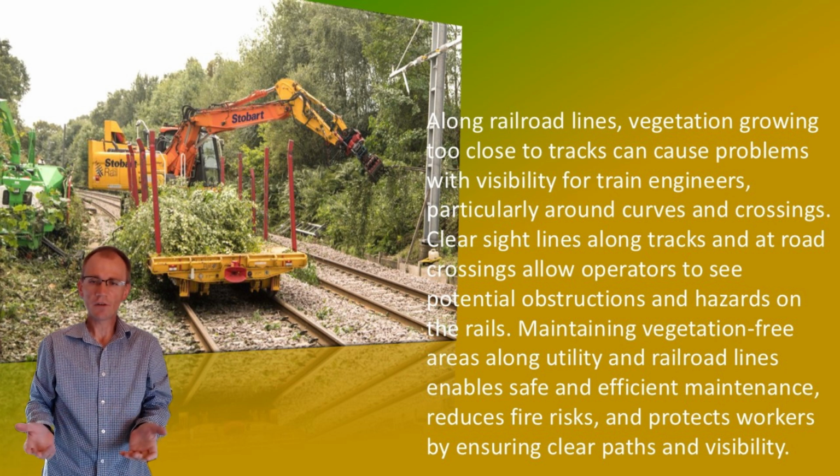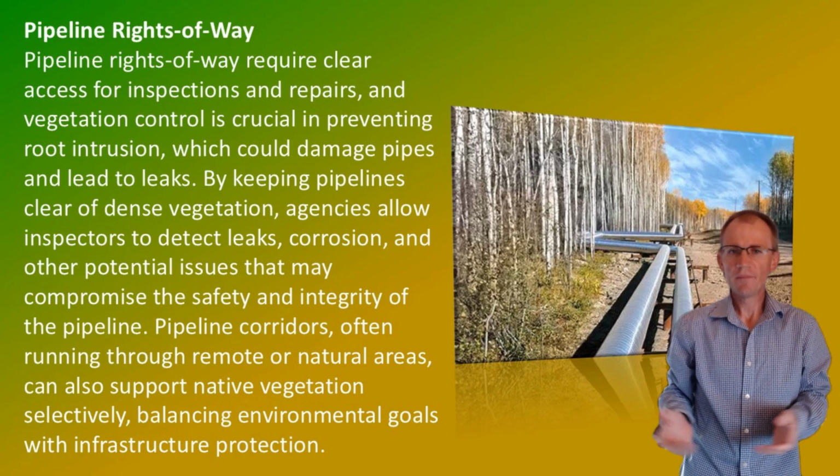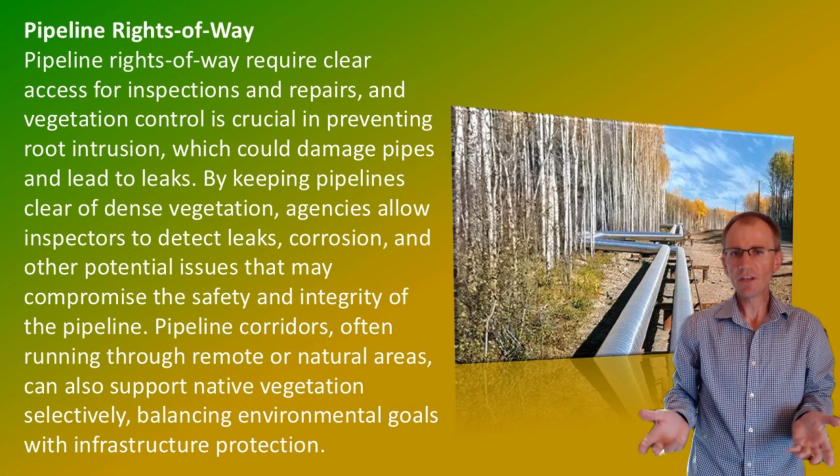Maintaining vegetation-free areas along utility and railroad lines enables safe and efficient maintenance, reduces fire risk, and protects workers by ensuring clear paths and visibility. Pipeline rights-of-way. Pipeline rights-of-way require clear access for inspections and repairs, and vegetation control is crucial in preventing root intrusion, which could damage pipes and lead to leaks.